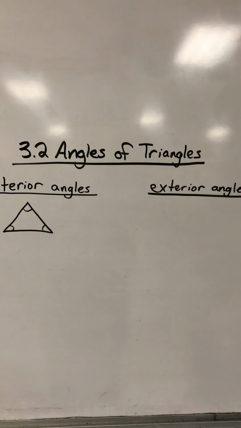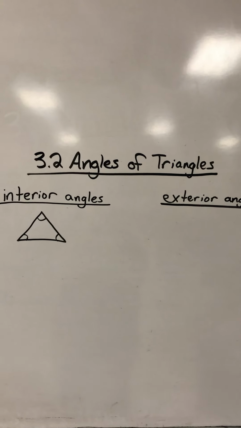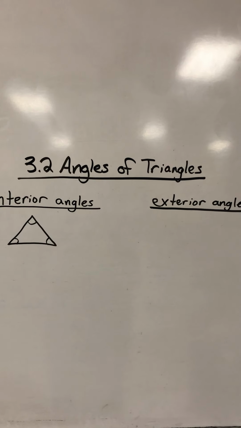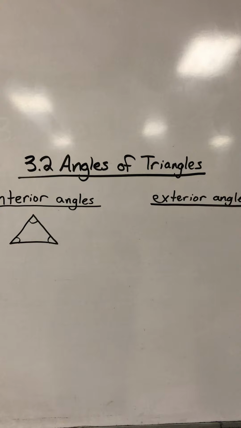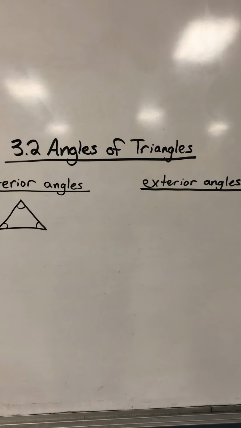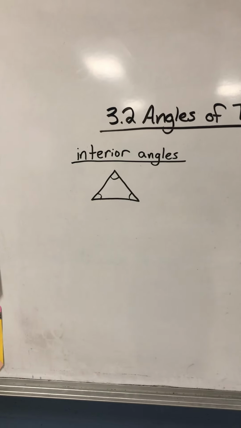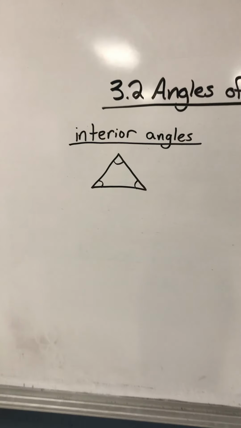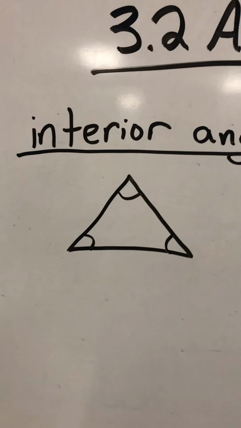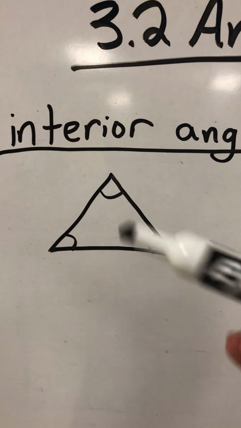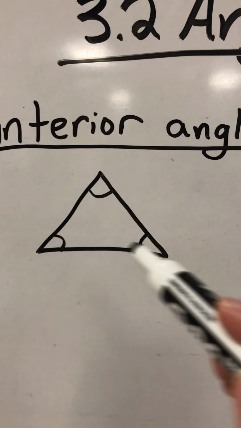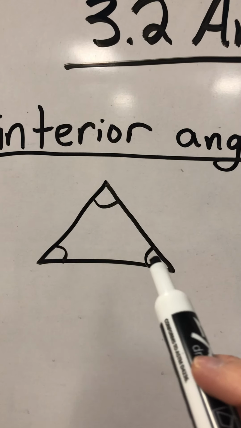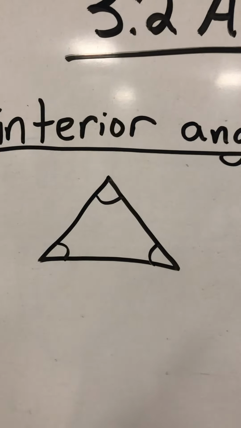Hello students, today we are moving on to lesson 3.2 and this lesson talks about angles of triangles. So the first part of this lesson deals with interior angles versus exterior angles. If we're looking at interior angles of a triangle, interior means on the inside. So I've drawn a triangle here for us and I've shown you where the interior angles are. It's everything within that triangle.